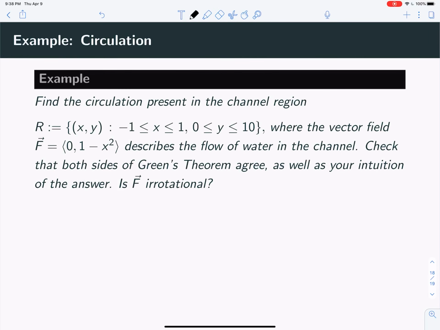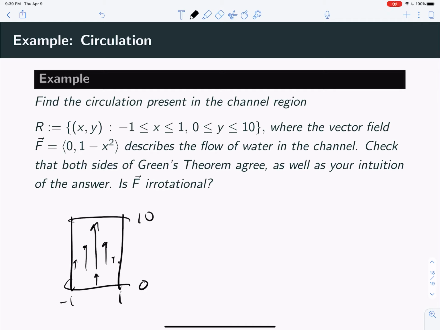All right, let's do an example that will show you how this works. Here we go. We've got a channel of water. X is going from -1 to 1. Y is going from 0 to 10. And this water seems to be kind of flowing more quickly in the middle and then more slowly on the outside. And that would be similar, sort of all the way down the middle here.